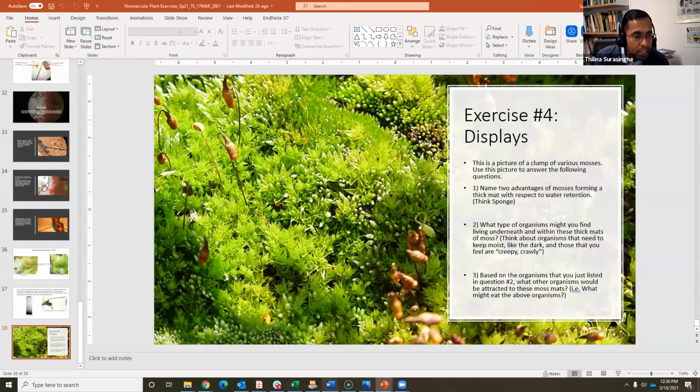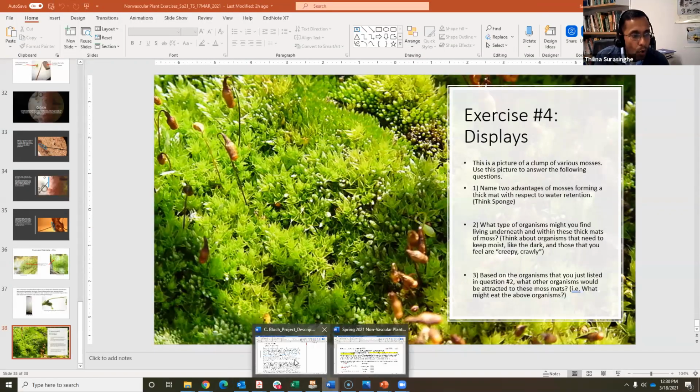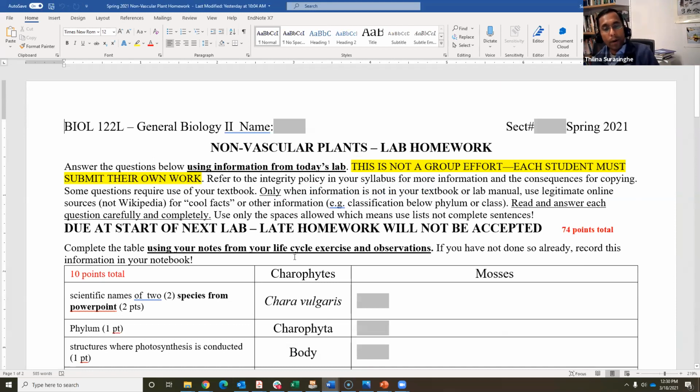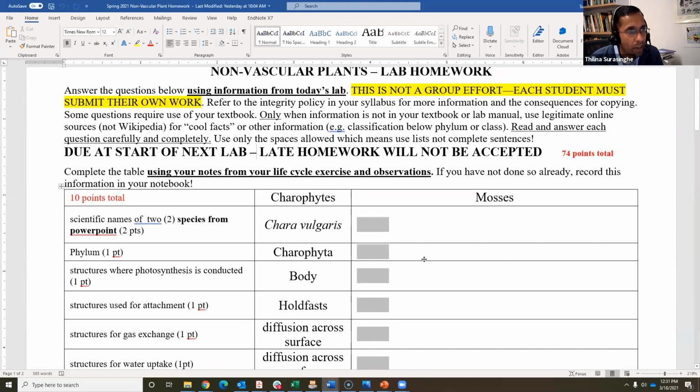So the last part today is to go over the homework. Any questions so far regarding the exercise? Anything that you guys want me to clarify? Very good. Let's look at the homework, and I think you can all see the homework as I do.